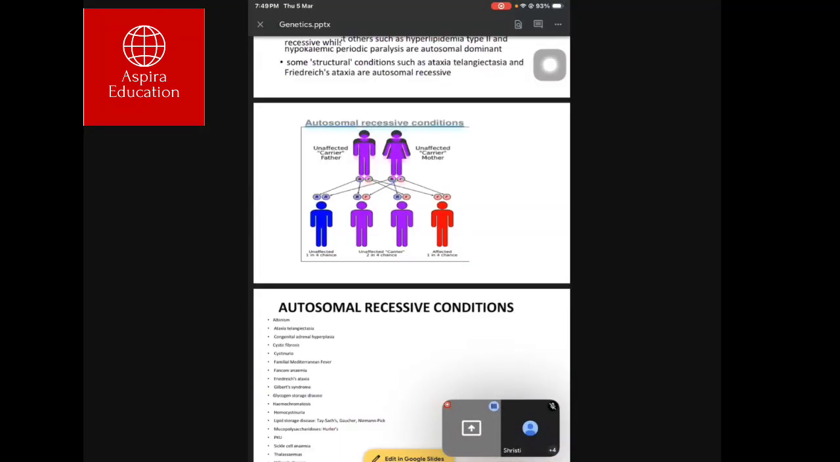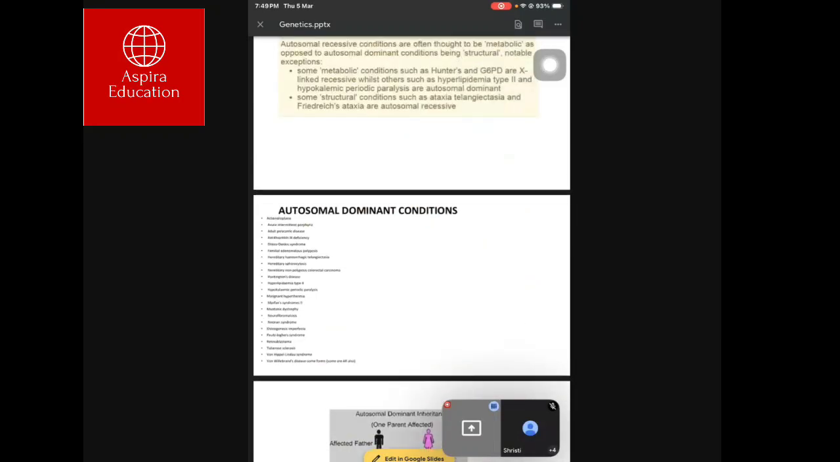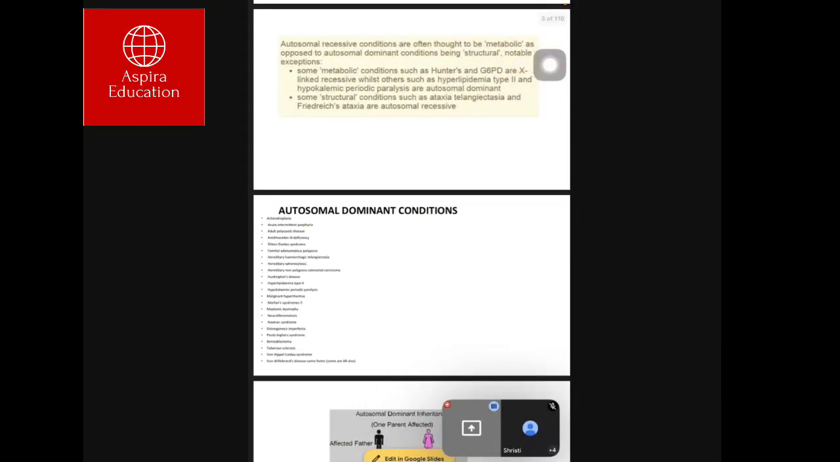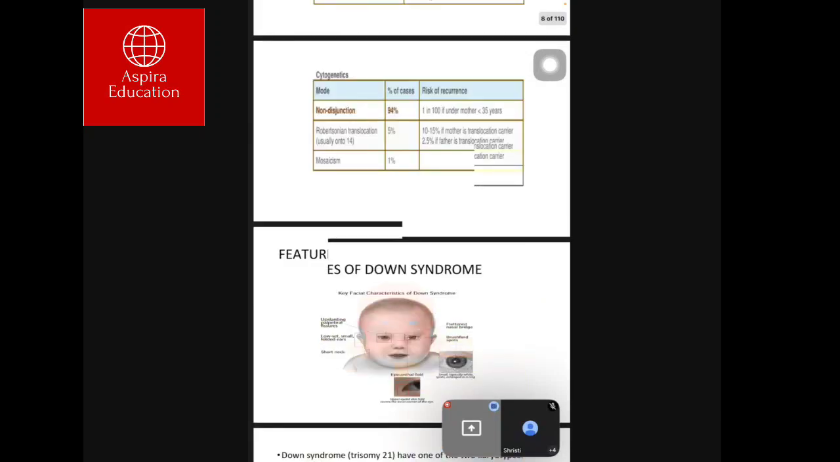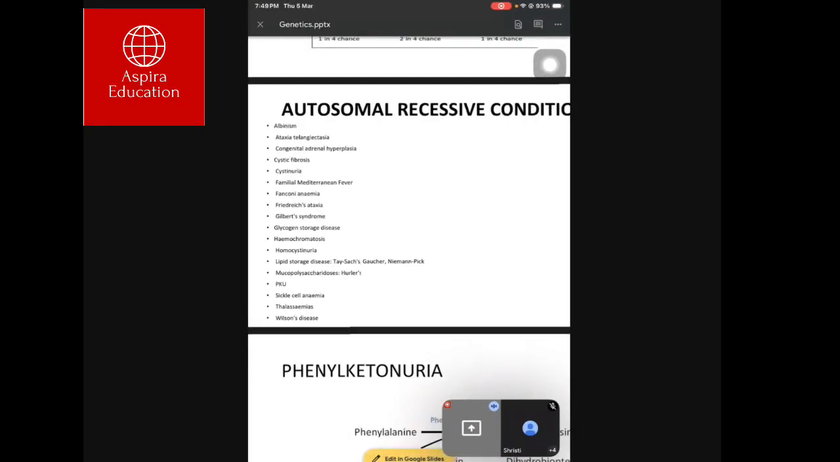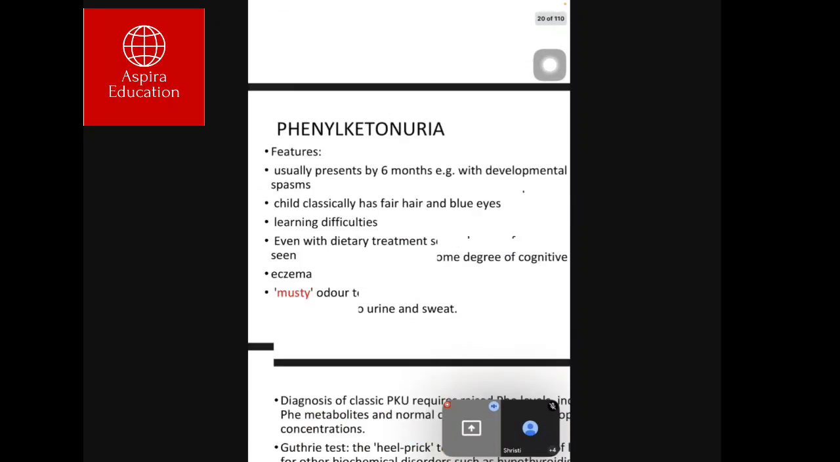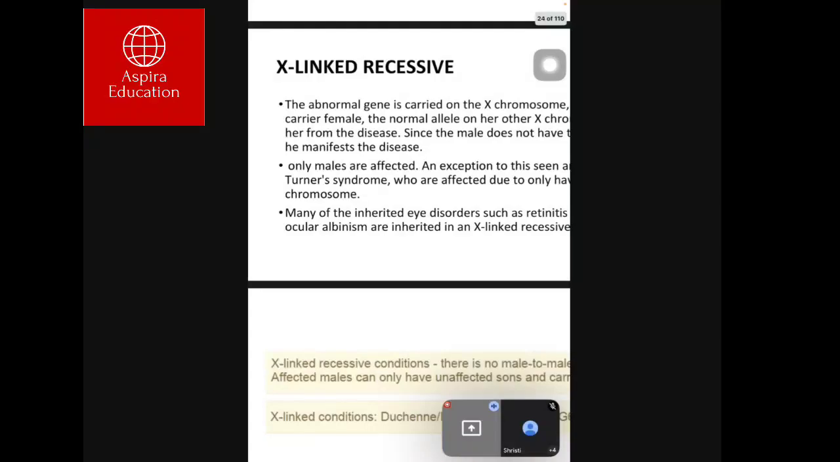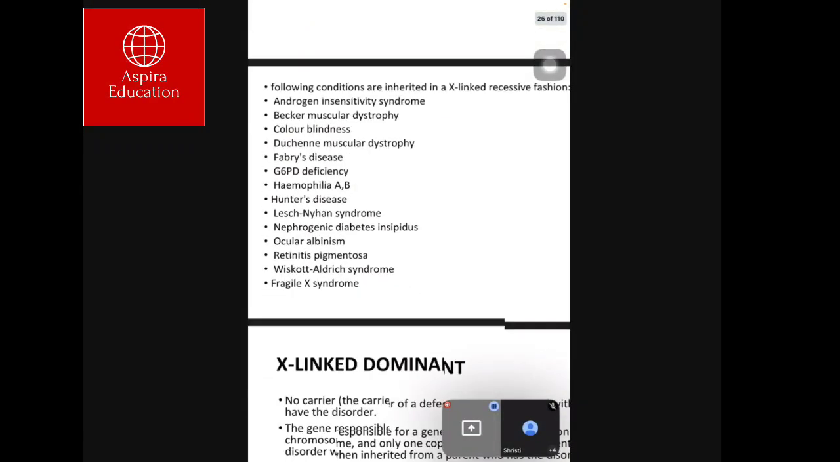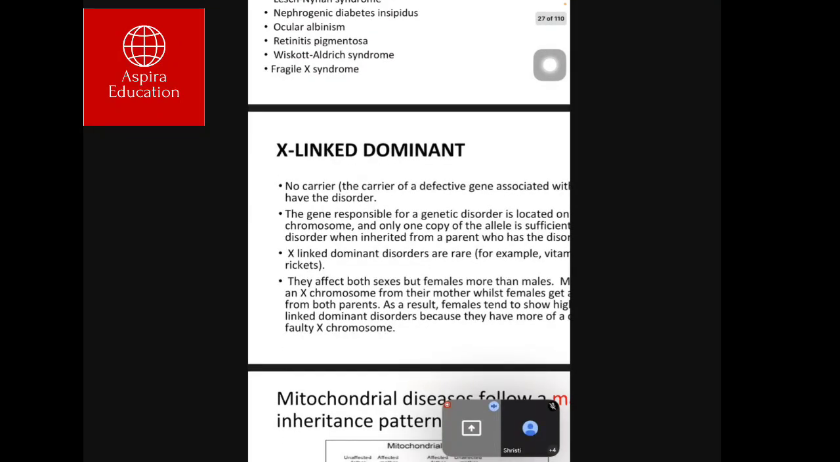When I talk about autosomal dominant conditions, your hereditary spherocytosis, your achondroplasia, all these are autosomal dominant conditions. When I talk about autosomal recessive conditions, your cystic fibrosis, your hemochromatosis, Gilbert syndrome, all these are autosomal recessive conditions. X-linked recessive conditions are your color blindness, chronic granulomatous disease, Duchenne's muscular dystrophy, G6PD deficiency, hemophilia. Okay, then you have Rett syndrome, vitamin D resistant rickets. All these are X-linked dominant.